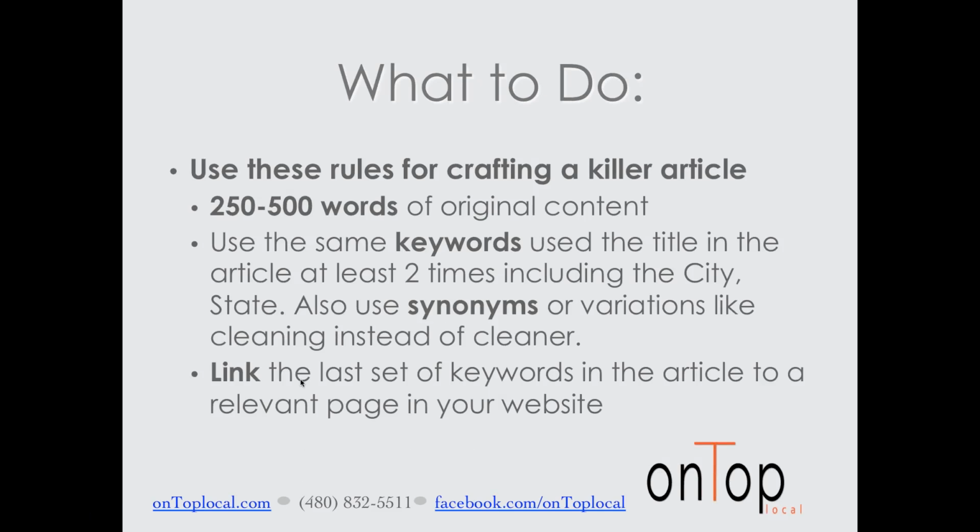Okay, so what to do. These are the rules for crafting a killer article. We figured our title out now. We know how to make a great title, so now we've got to figure out the article. So the first rule is it's got to be 250 to 500 words of original content.